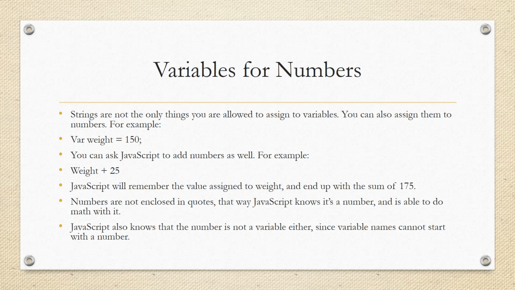Another thing to remember is that numbers are not enclosed in quotes. This way JavaScript knows it's a number and not a string. Otherwise, it won't be able to perform math if it is a string. JavaScript also knows that the number is not a variable either, since variable names can't start with a number. You can have numbers in your variable name, but you can't have it start with a number, which we'll go into a little bit more in detail.